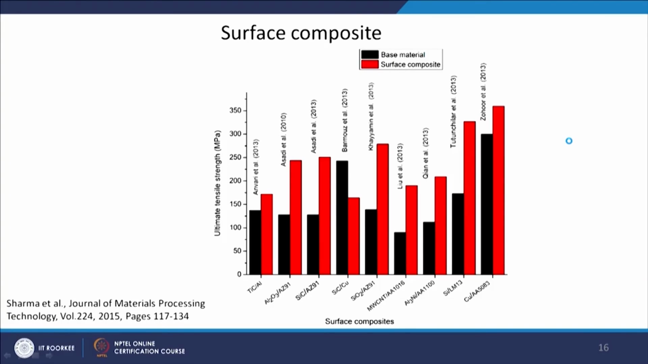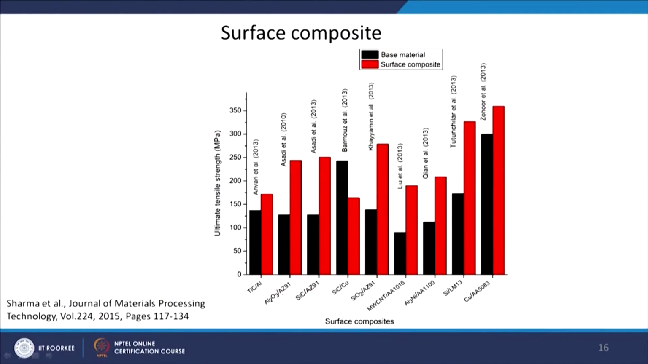For different sets of materials, compiled from a review paper, the combination of matrix material and ceramic particles, you can see what kind of strength you will be able to achieve. So, the black one is showing the base material and the red one is showing the surface composite. There is a very good increase in the strength of the material when you make a surface composite.